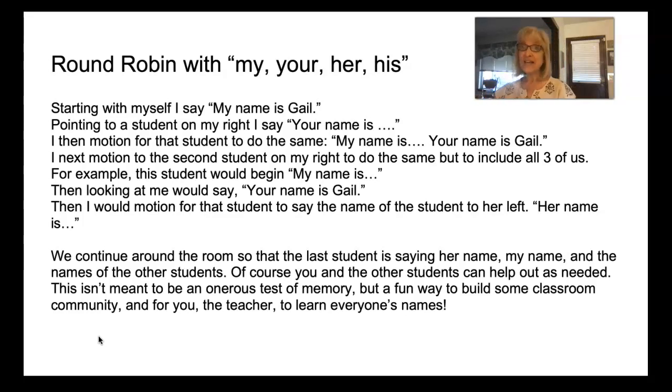And then to the student next to Samantha, I would motion for the same occurrence. So that student says, my name is Danya. And I would point to myself and try to get Danya to say, your name is Gail. And then I would point to Samantha and try to get Danya to say, her name is Samantha. And that's what I want to do around the room so that each consecutive student says her name, my name, and the students' names before them. In this way, they're practicing my name is, your name is, her name is.